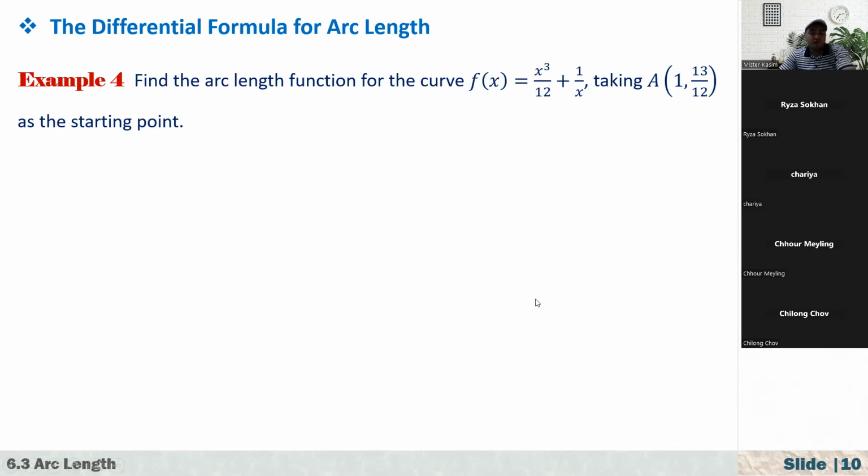After having some break, we will have our second session: the differential formula for arc length. So what is it about? Let me first talk about this, then we will see this example.